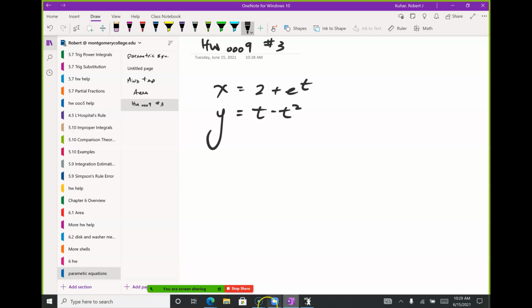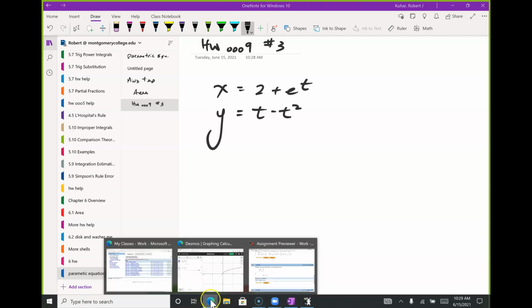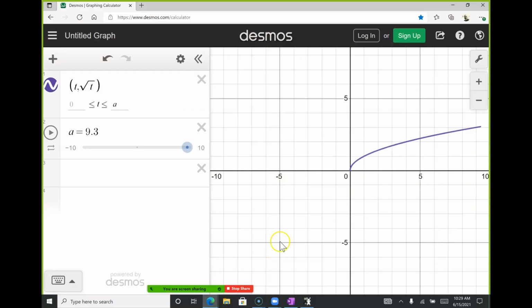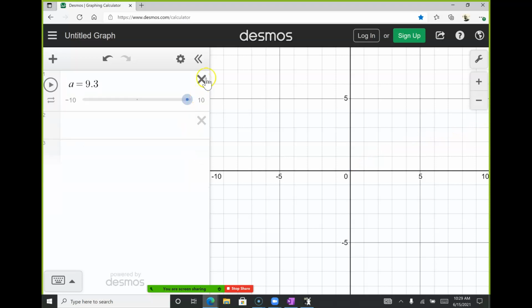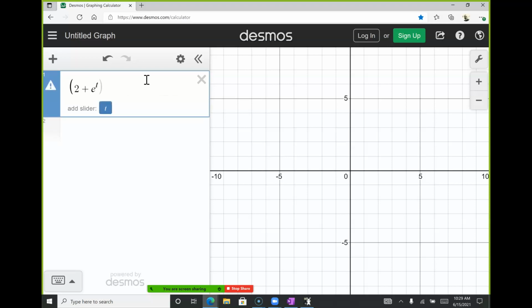I want to get a nice picture of this. If I'm doing homework, I'm doing it on Desmos most likely. Make sure you do one at least on your calculator. But I'm telling you, I don't have a lot of room for this stuff on the test. So 2 plus e to the t, comma, t minus t squared, is that right? T minus t squared. That's such a horrible memory.